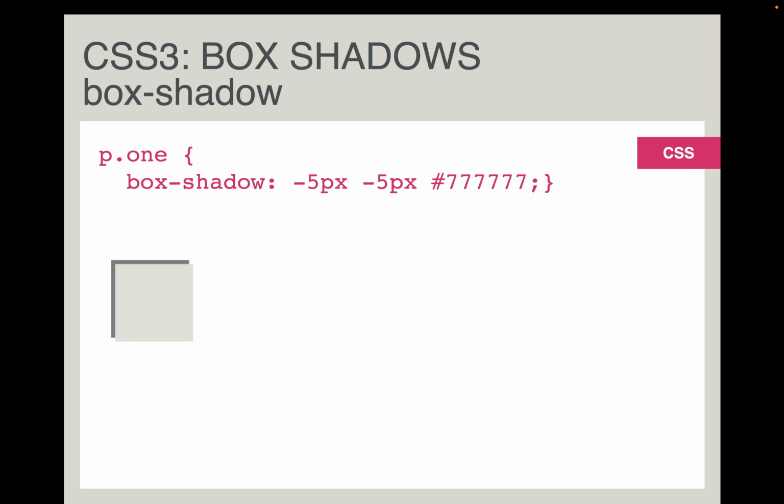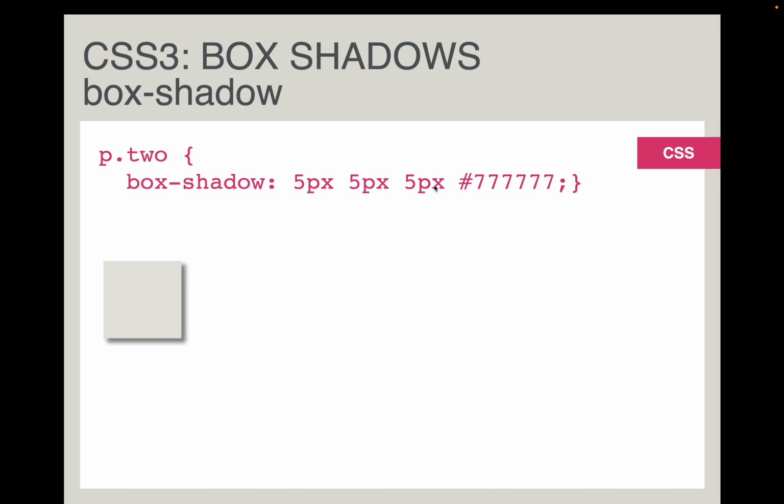And here are some examples. I don't know if these should really be live examples, but notice this, -5, -5. You see the shadow is moved to the left 5 and up 5, and then it's this 777 gray color. It has no blur or spread, so it's a crisp shadow. There's no blurriness to it.